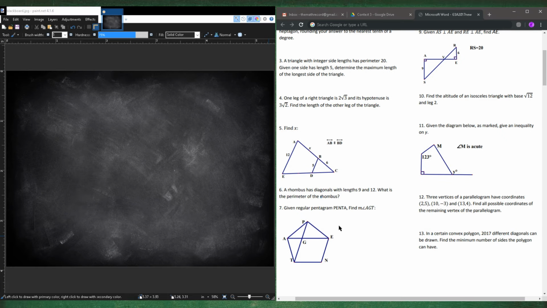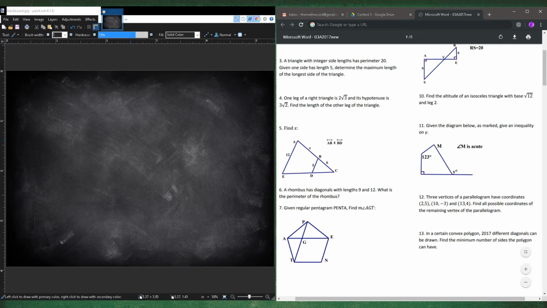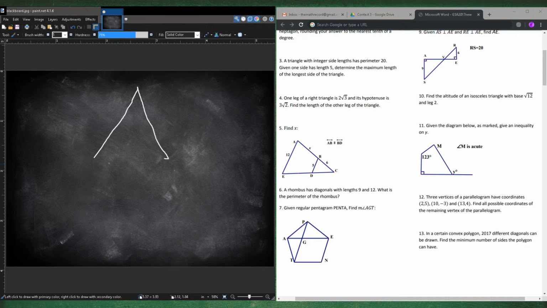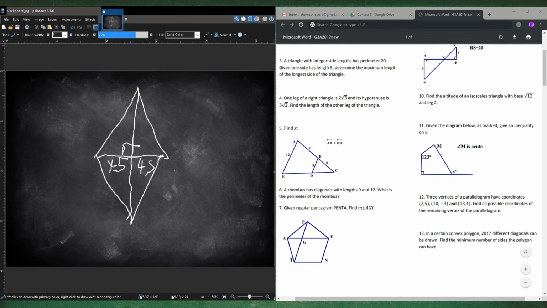Number 6. A rhombus has diagonals with lengths 9 and 12. What is the perimeter of the rhombus? A rhombus is basically just a quadrilateral with 4 congruent side lengths. So when you draw the diagonals, they're going to be perpendicular to each other. So we have a 9 that gets divided in half, so it's 4.5 and 4.5, right? Because 4.5 plus 4.5 is equal to 9. And 12 divided by 2 is 6. So this is 6 and this is 6.